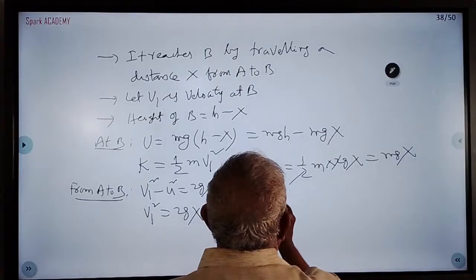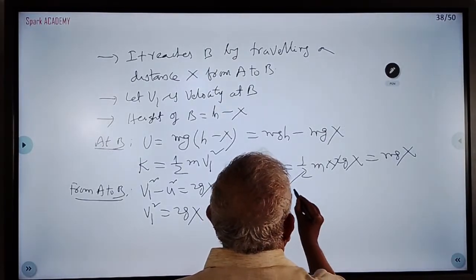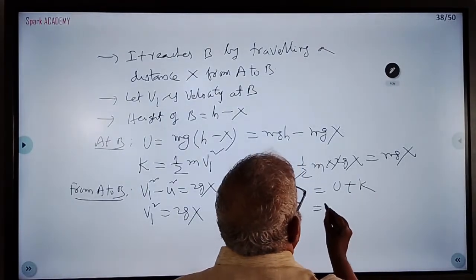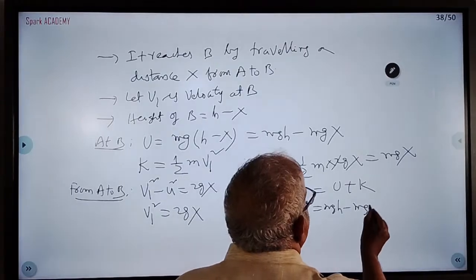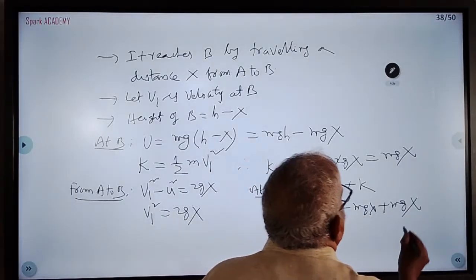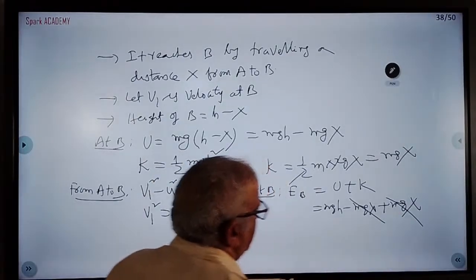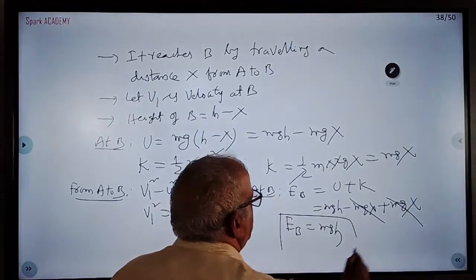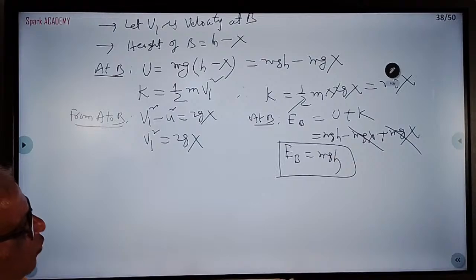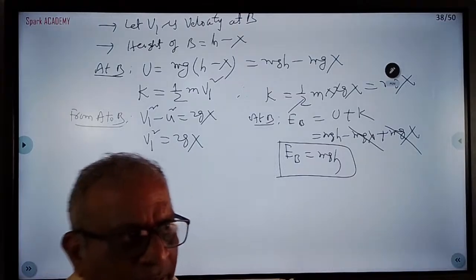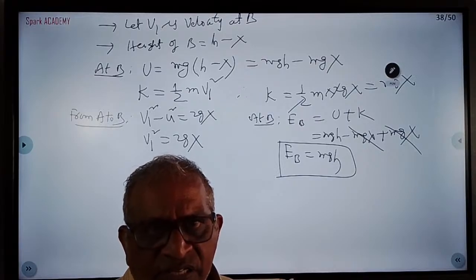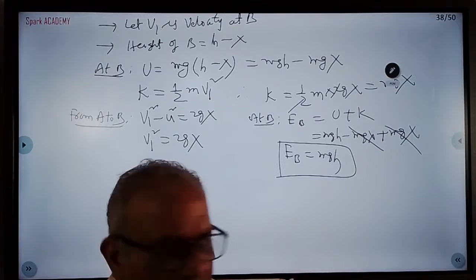Therefore, at B, total energy is potential energy plus kinetic energy. Potential energy is mgh minus mgx. Kinetic energy is plus mgx. This will get cancelled. Total energy at B will become mgh. This is the proof. Energy at B: potential energy mgh minus mgx, kinetic energy half m v1 square, which will become mgx. Therefore, total energy will become mgh.